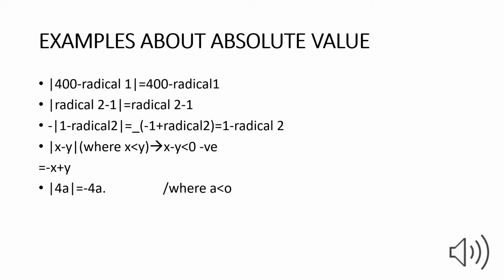Absolute value of 4a, where a is negative, less than 0. Let's put minus 1 inside a. Absolute value of 4 times bracket minus 1 a is equal to minus 4 a in the absolute. So we multiply minus by minus. So we have absolute value of 4a is equal to minus 4a, because the minus outside times the minus inside a gives plus.